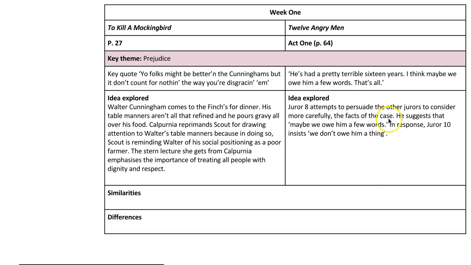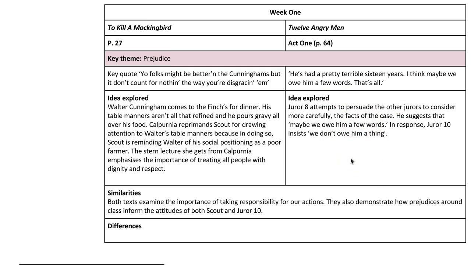So you can just extend that one a little bit more, I think. All right, what's similar about these two texts in this moment? Both texts examine the importance of taking responsibility for our actions. So Calpurnia is asking Scout to take responsibility, and Juror 8 is asking the whole of the jury to take responsibility. He's driven by his own personal ethics, but he's putting that sense of responsibility on the whole of the jury.